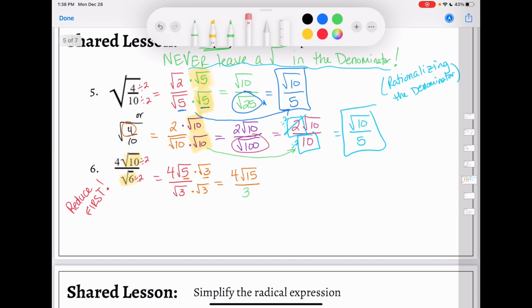That's perfectly fine. Now notice on this, the 4 is on the outside and the 3 is on the outside, so I can't reduce those. The 15 is on the inside and the 3 is on the outside. I can't reduce those. So this is simplified as much as it can be. And notice how when we reduce first, it saves us a bunch of time that way.